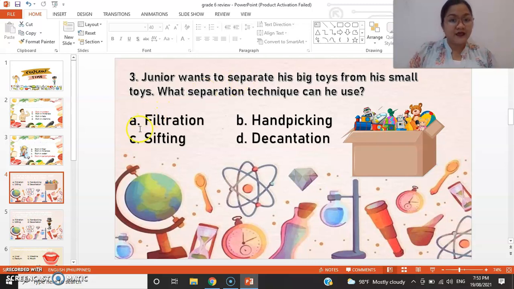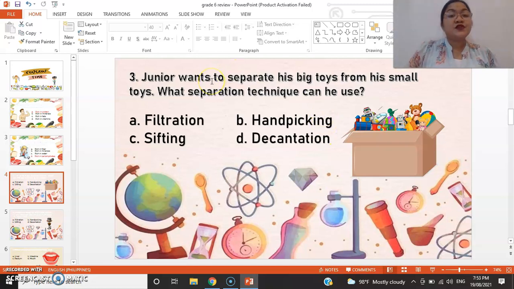Letter A, filtration. Are we going to use a filter? Letter B, hand picking. Can we separate it by hand? Letter C, sifting. Can we use a colander to separate these things? Or letter D, decantation. Is it a mixture of solid and liquid?